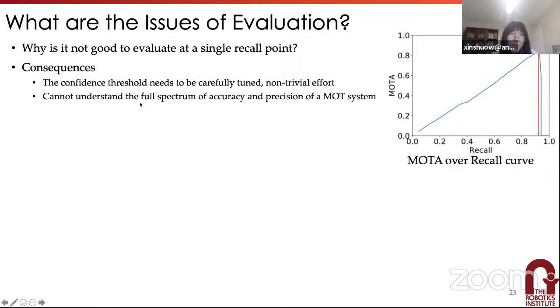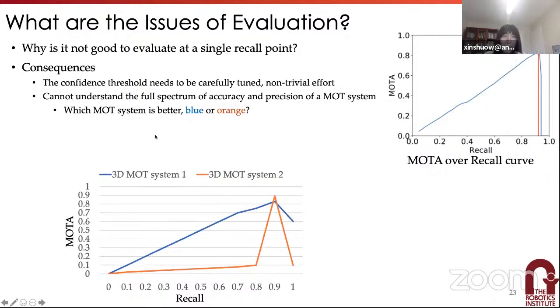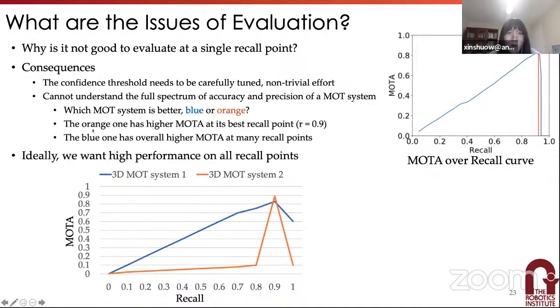Another consequence is that we cannot understand the full spectrum of the accuracy and precision. So what does that mean? What do we mean here by the full spectrum? Again, we show a toy example here with two MOT systems. One is in blue and one is in orange. We can see that the orange one has a much higher MOTA at the recall point of about 0.9, while the blue one has overall higher MOTA at many other recall points, despite a little bit lower performance at 0.9 here. So ideally, we want an MOT system that can achieve high performance at all the recall points, not just one single recall point, so that it can be robust to all detectors and on different datasets.